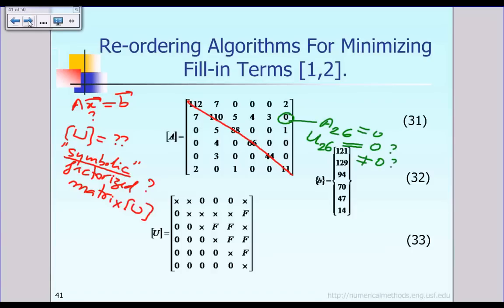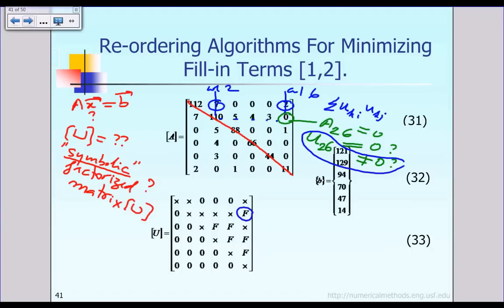Well, the answer to that question is very obvious. If you want to find out U26, you just look at column 6 that we have right here, and look at column 2 that we have right here. Because the product of this term times that term is non-zero, the summation of the so-called UKI, UKJ that I talked about earlier will become non-zero. Therefore, we know for sure U26 will not be 0. So for that reason, we have a fill-in term in here.